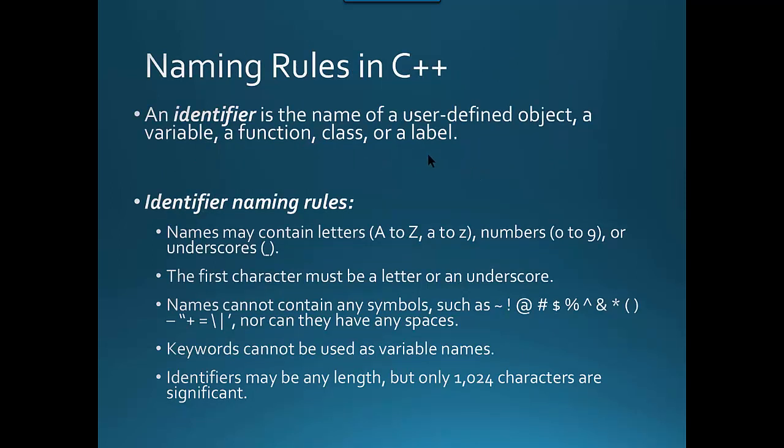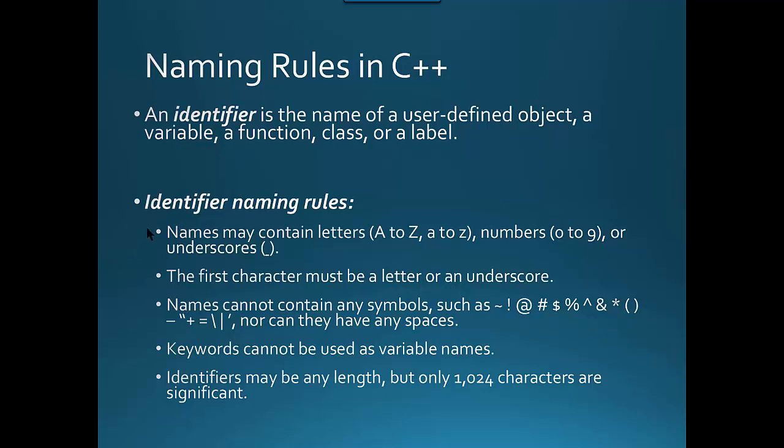So our variables, the name of the variable is called an identifier. An identifier is the name of a user-defined object. We're going to use identifiers to name our variables, but later on we'll use them to also define functions. And later on, when you take the next semester class, you'll learn to define things called classes. And then there are these items called labels. But for this course, we're going to use them primarily for variables and functions.